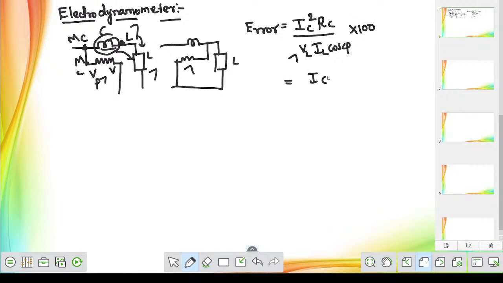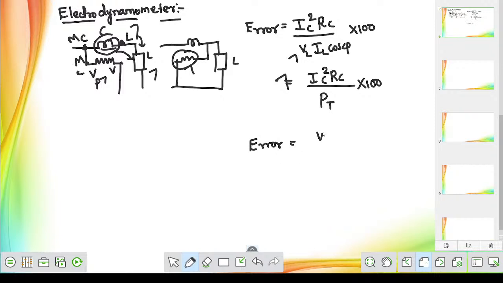So in the numerator what we are having? The current coil loss divided by true power, that is the formula. Directly you can obtain the error. Now, suppose the second case. If the pressure coil is directly connected across the load, then what will be the error? That is the second connection.